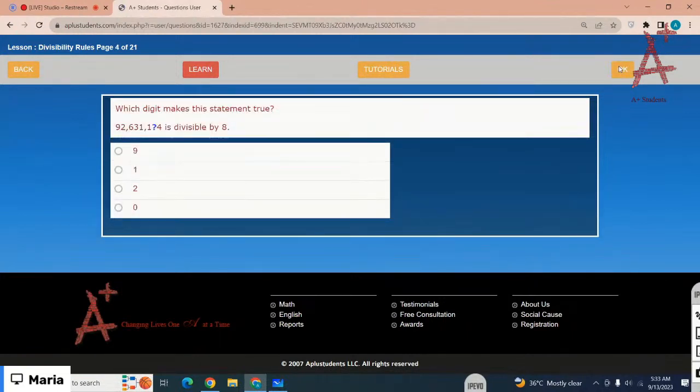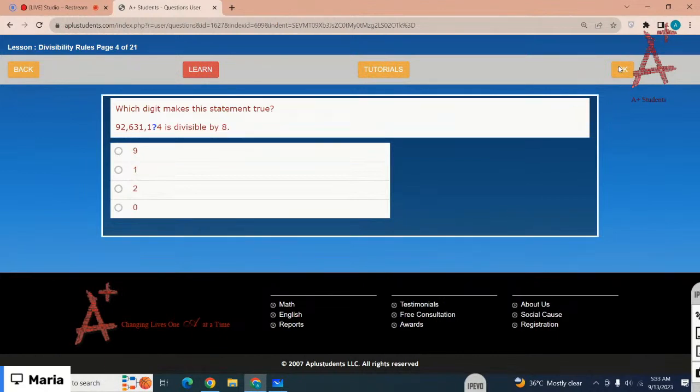Which digit makes the statement true? So which number is missing? Let's just apply the divisibility rule for 8. The divisibility rule for 8 is you have to double the last digit. Then you have to calculate the sum.